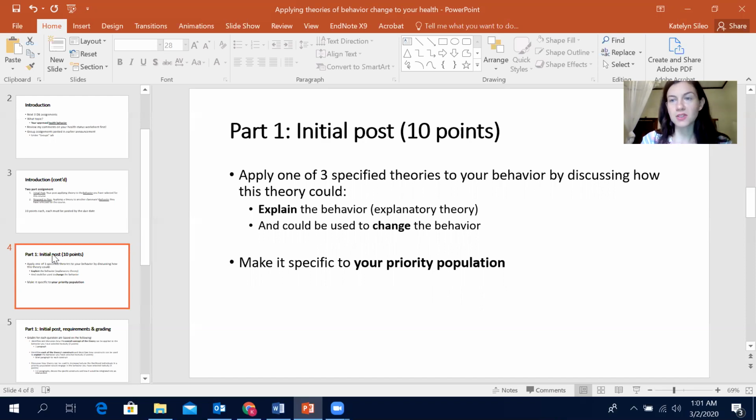Populations are all different, so these theories need to be adapted to the priority population for them to make sense. The way someone would apply one of these theories for, say, exercise for Hispanic youth would be very different using the same theory if you were applying it to, you know, adults in Uganda where I am, right? Because there's a lot of different factors that influence those two populations. So it should be tailored to your priority population.